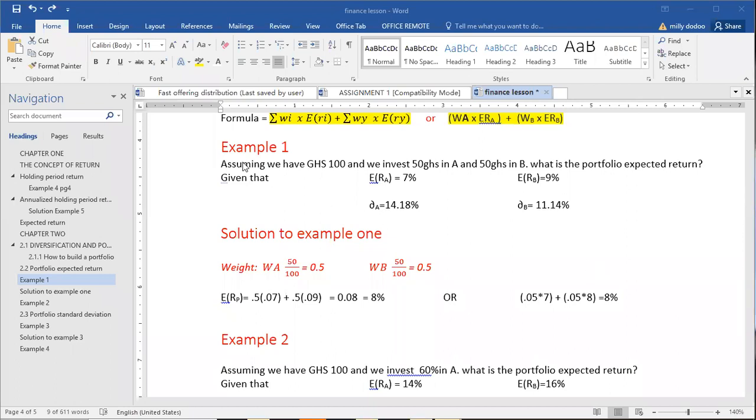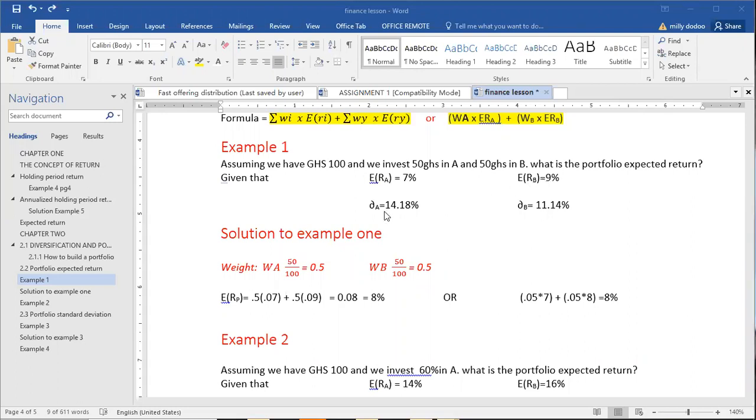So for the first example, we said we have 100 Ghana cedis and we want to invest 50 Ghana cedis in A, 50 Ghana in B. And what is the expected portfolio return? So we say that given that expected return for A is 7%, expected return for B is 9%.